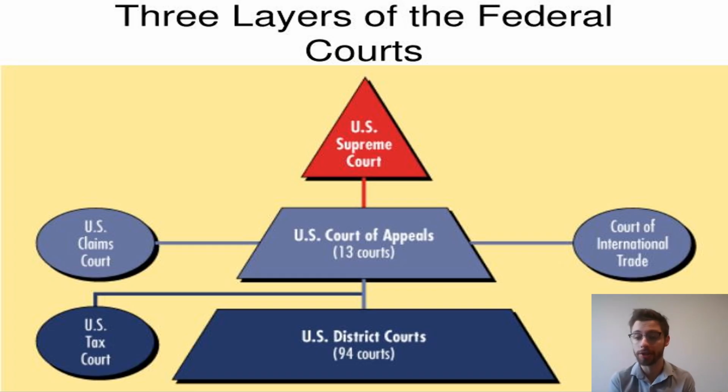Here's a visualization of the last slide. As I said before, you have the U.S. District Courts. You have the Court of Appeals, also referred to as the Circuit Courts. That's where you have the 3-judge panels, and then the Supreme Court. You have to make it through these courts to make it to a Supreme Court ruling.